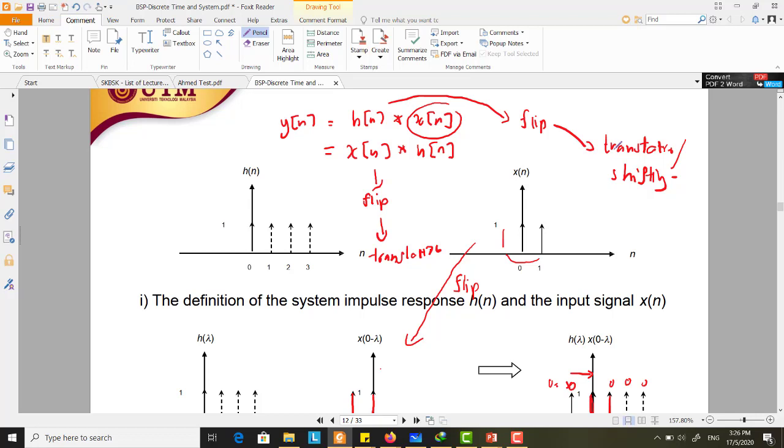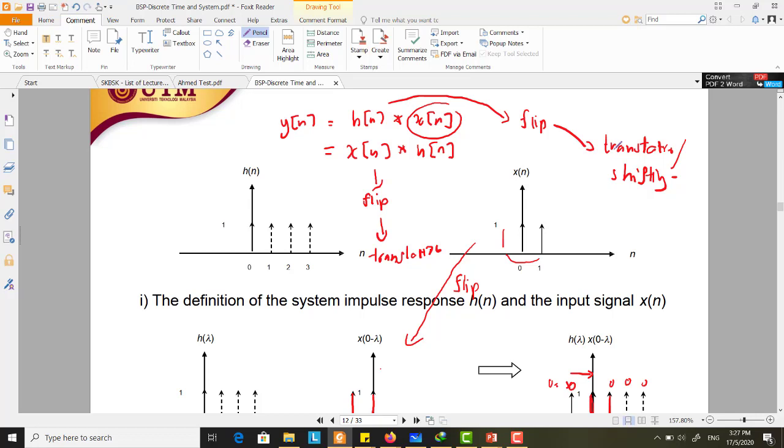But of course in AI, the one that needs to be shifted is your filter, which is your hn, not your input. It's a little bit messy if you translate the input, I'm sorry, if you shift the x. Because x is the input, there is no need to do that, because it becomes more and more complicated. So it's more preferable to do the flipping and shifting at the filter side.